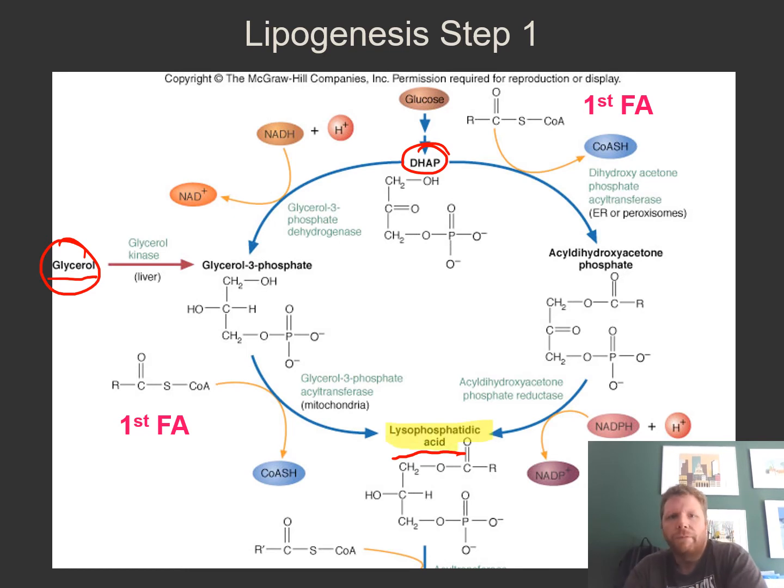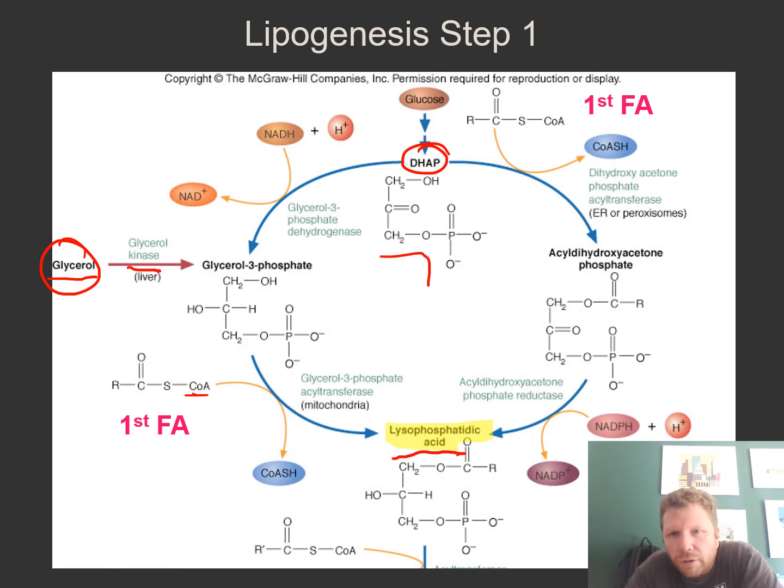Okay, so glycerol is phosphorylated by glycerol kinase to make glycerol 3-phosphate. Then glycerol 3-phosphate is acylated to form lysophosphatidic acid. So glycerol's done. Glycerol has formed lysophosphatidic acid with the help of two enzymes. Glycerol kinase phosphorylates it. Then we have an acyltransferase reaction with the help of coenzyme A. Glycerol 3-phosphate acyltransferase makes lysophosphatidic acid. Dihydroxyacetone phosphate, on the other hand, has some different routes that it can take.